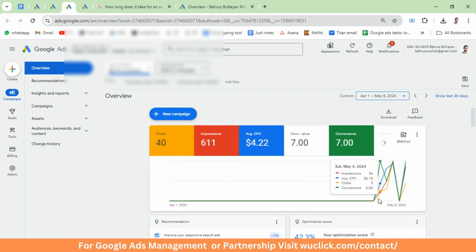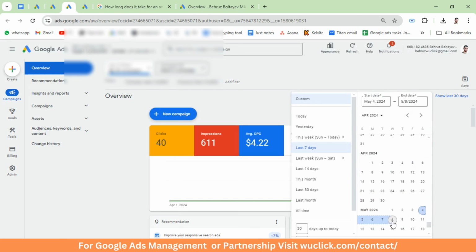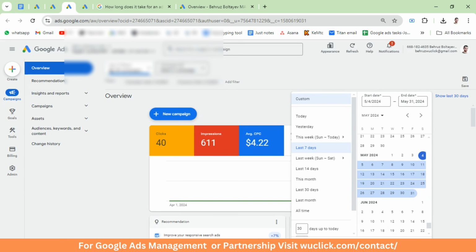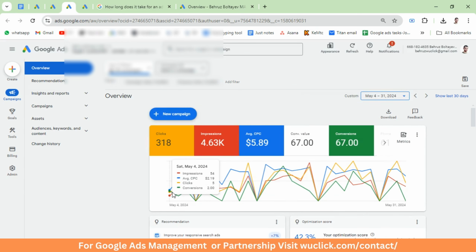So actually we have started at May 4th. We can go start from May 4th till the end of the month. Let's see. So they have started at May 4th, and as you can see, they've started getting impressions, and immediately they've got 2 conversions at the same date.